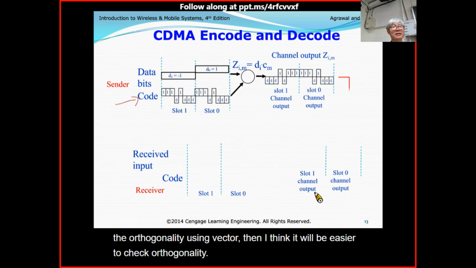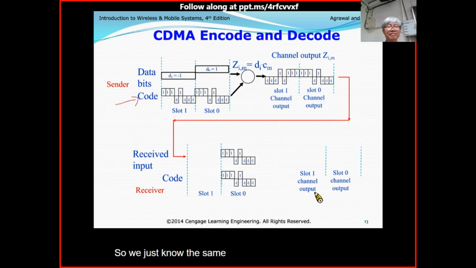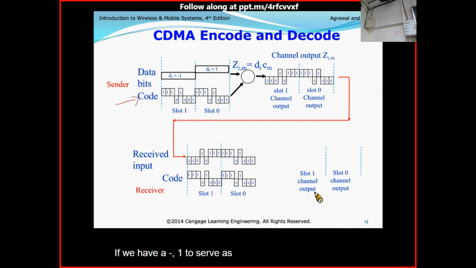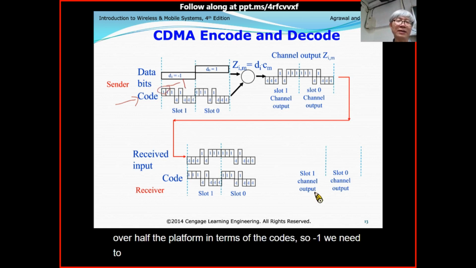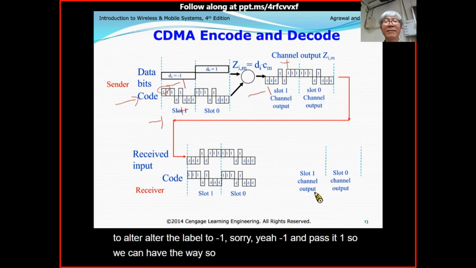Up now, we have the same code. So we just know the same code and reach the destination. Well, up now, it's just an operation. If we have a minus 1 to serve as the information, and the positive 1, and then we'll have the waveform in terms of the codes. So minus 1, we need to alter the label to minus 1. Minus 1, positive 1.